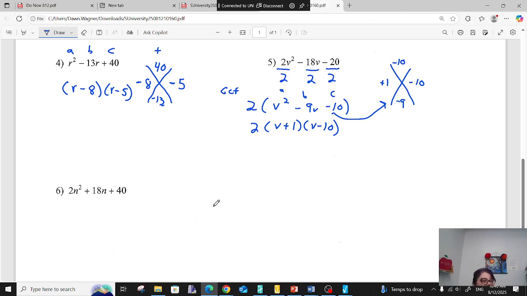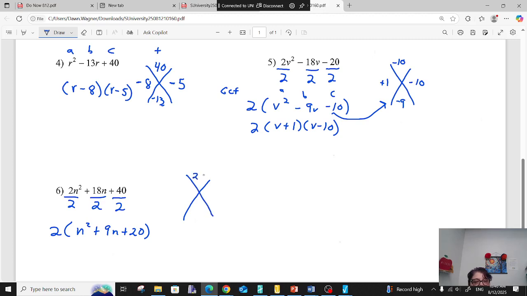Okay, so over here, I'm going to have to do greatest common factor again. Do you see that all three numbers can be divided by 2? So 2, 2, 2. N to the second power plus 9n plus 20. I have a big X.